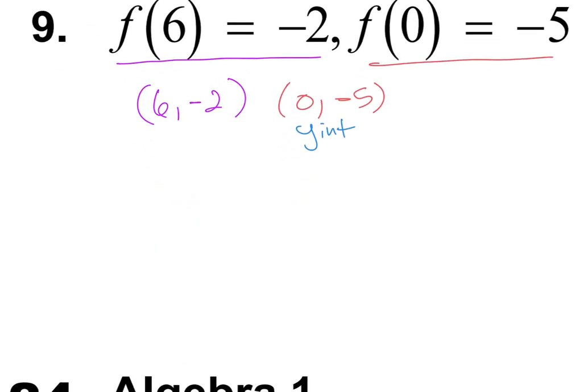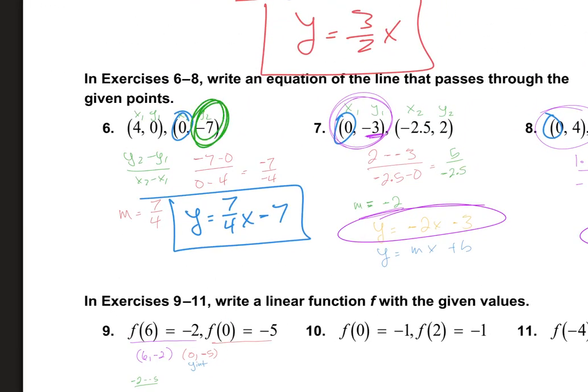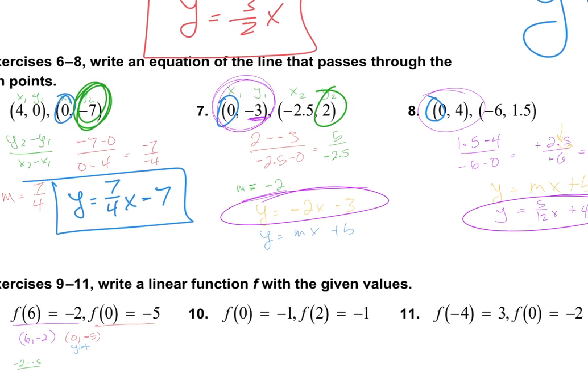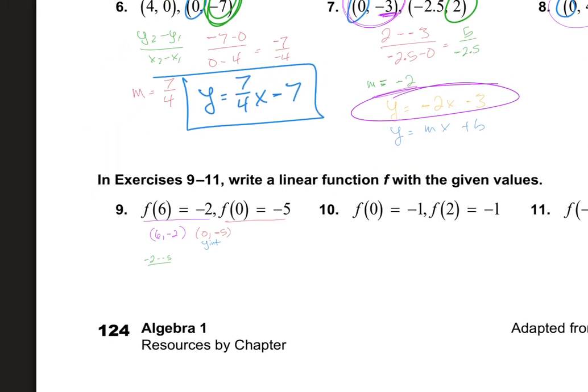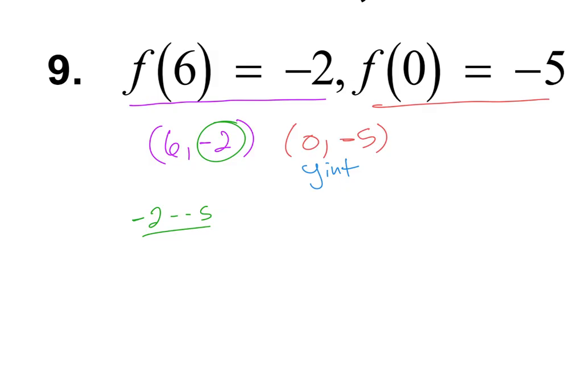So we need the slope, -2 minus 5. I'm going to do these kind of backwards from the ones I just did. On all these up here, I chose this guy to be my y2, right? So down here, just to show you that you can do it, I'm going to make this one my y2 and this one my y1. So 6 minus 0, we get -2 plus 5 is 3/6. That's 1/2.